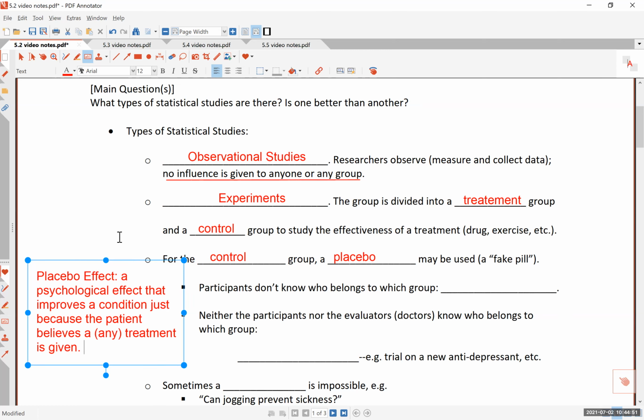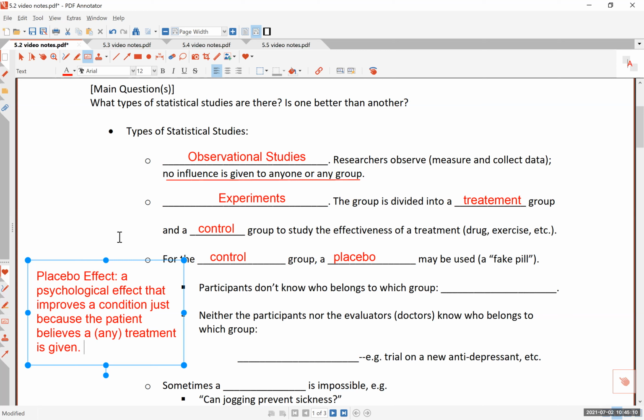It's a strange phenomenon, right? But I mean, humans are mental, psychological beings, and so sometimes a fake pill can make us better because we think that fake pill is a real pill, and when that happens, that is called a placebo effect.